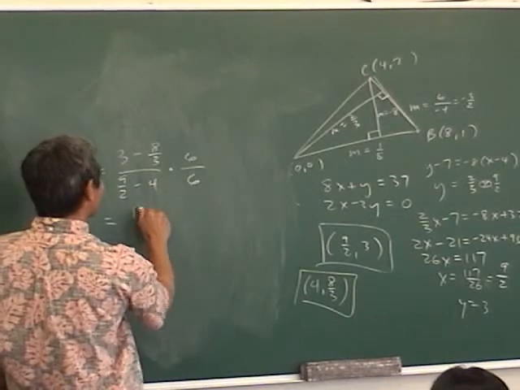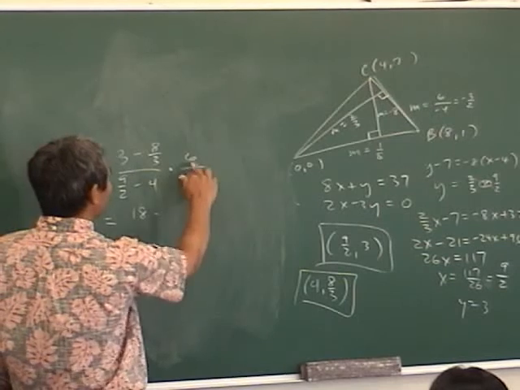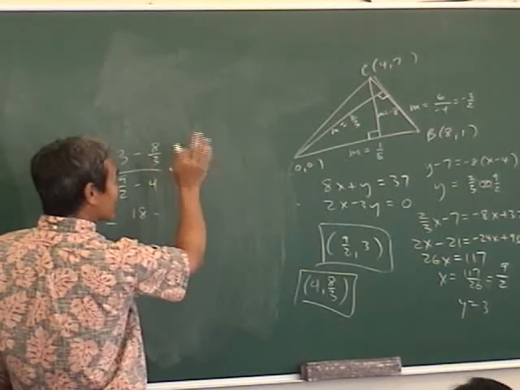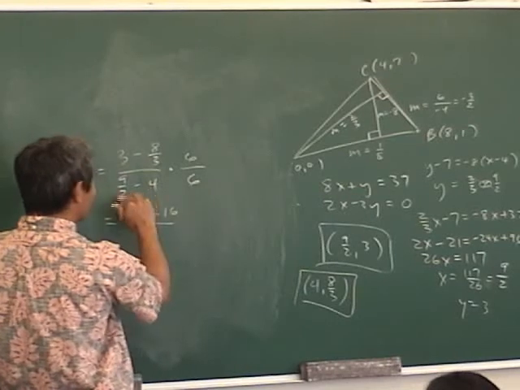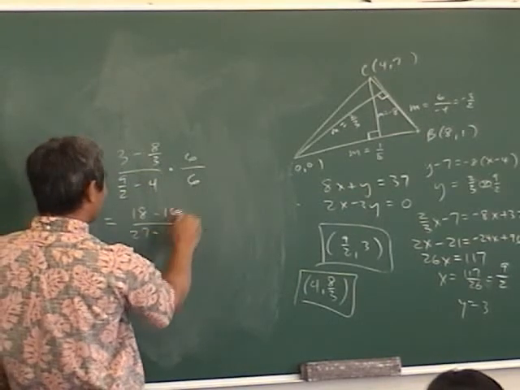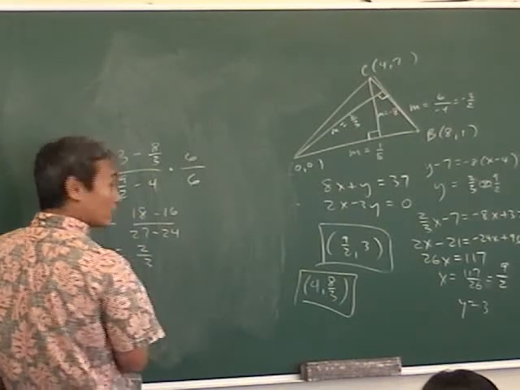Now watch, you get 18 minus. What happens when you multiply this by 6? 3 goes into 6 2 times and you get 15. When you multiply 6 times this, 2 goes into 6 3 times, so you get 27. 6 times 4 is 24, and so you get 2 over 3. Ooh, the slope is 2/3.